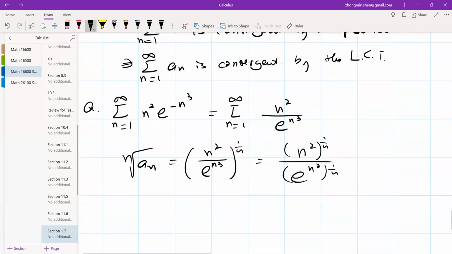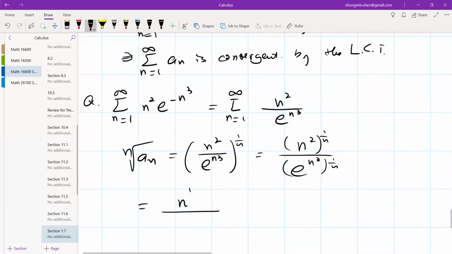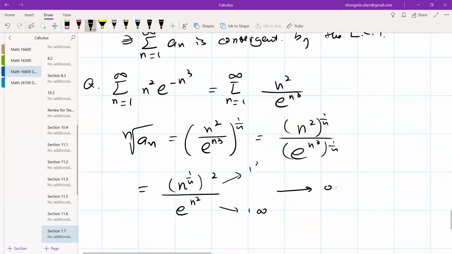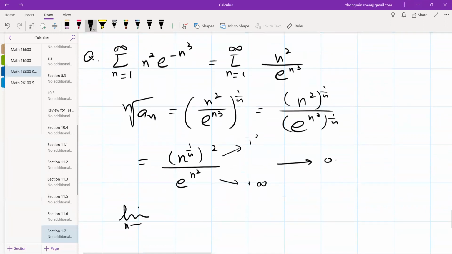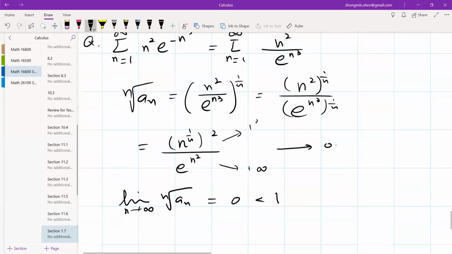Can you simplify? Yes. Now the numerator is n to the 1 over n, then squared. The denominator is n cubed divided by n, which is just n squared. So clearly it converges to 0. Why? The numerator converges to 1 squared, and the denominator converges to infinity. That means the limit is 0, which is much less than 1. Therefore, by the root test, it's convergent.